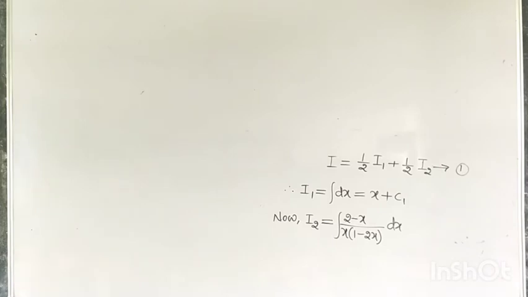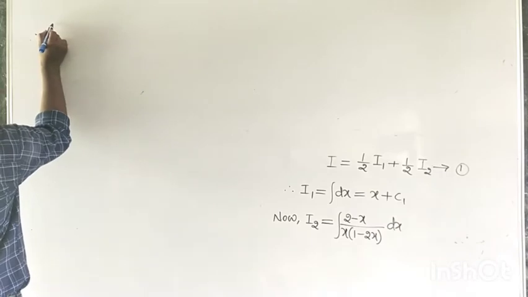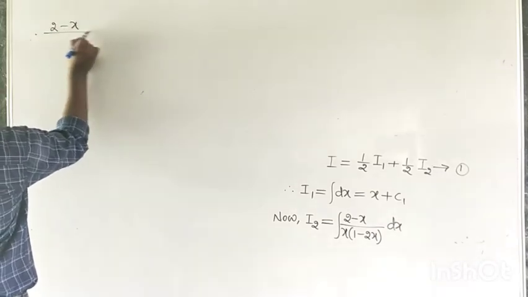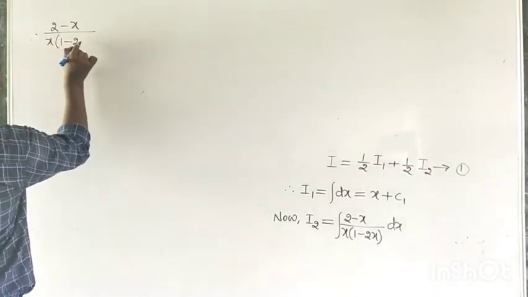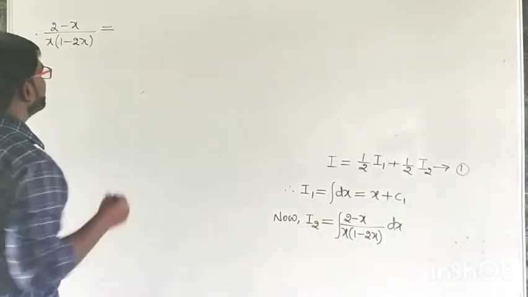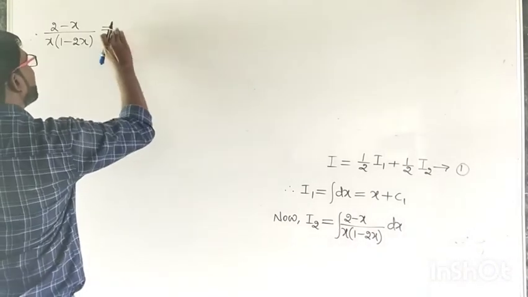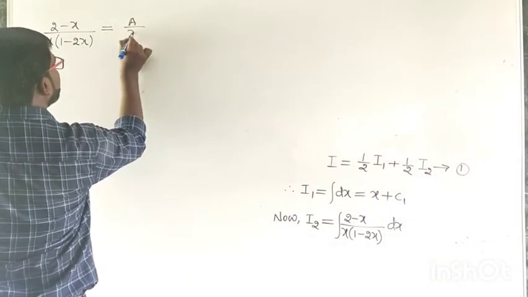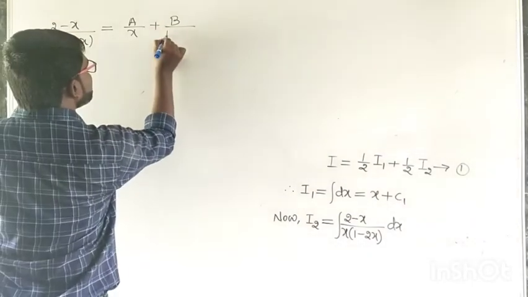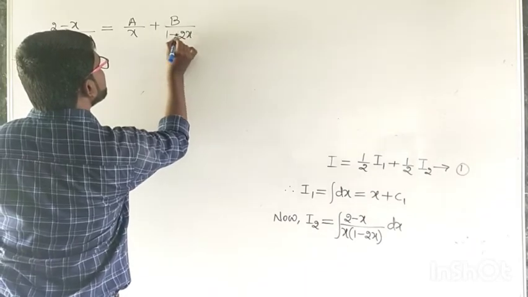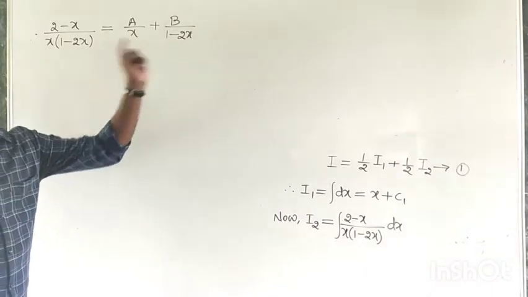Well, so let us take up I2 now. (2 minus x) divided by x into (1 minus 2x), how do you write this now? It equals A divided by x plus B divided by (1 minus 2x). Now we have to take the LCM on the right hand side.